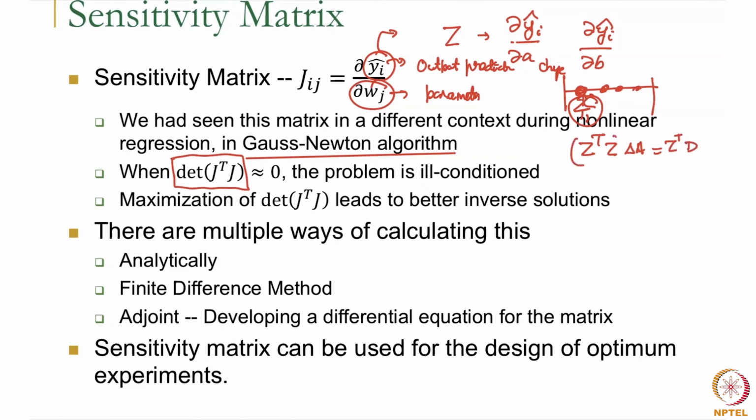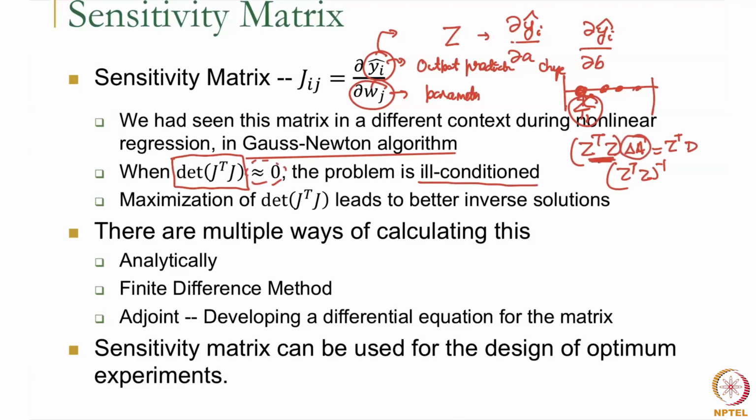So you remember that we actually effectively had to invert Z transpose Z when we were doing Gauss-Newton, which is why the determinant of this matters. In case the determinant is really small, then the problem obviously is ill-conditioned, because a small change here will cause a large change in the value of delta A.